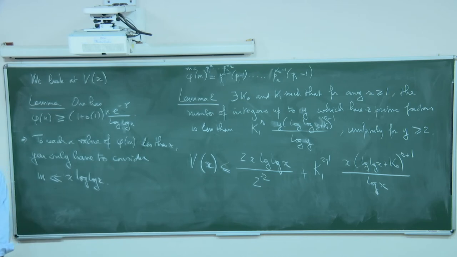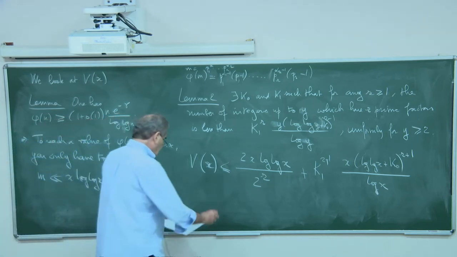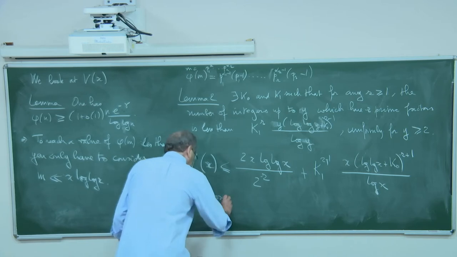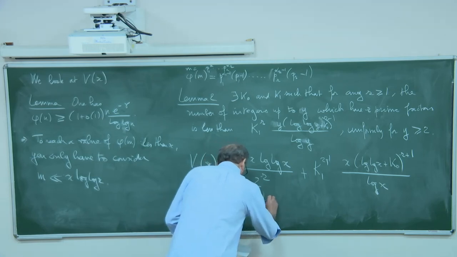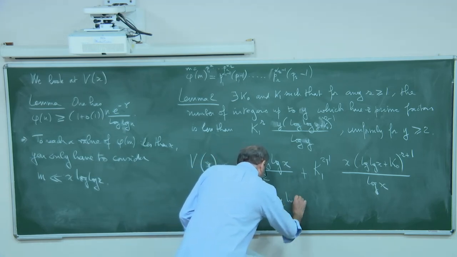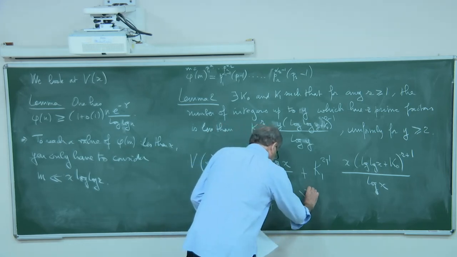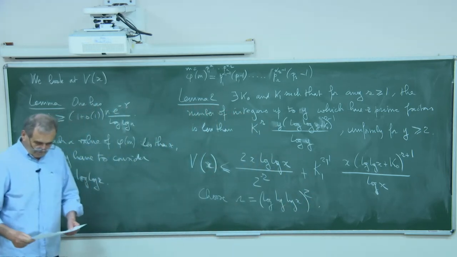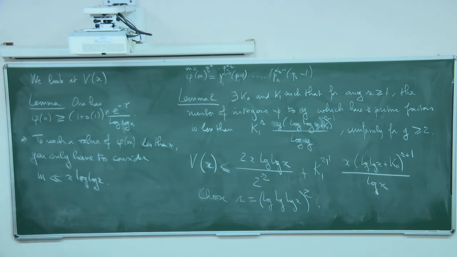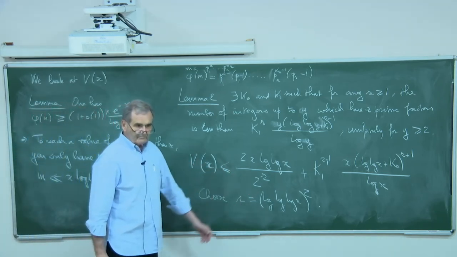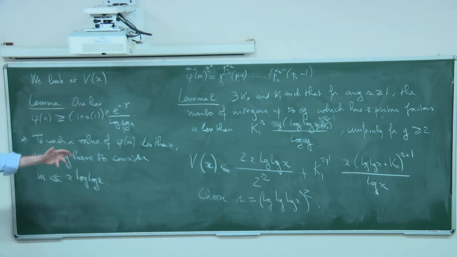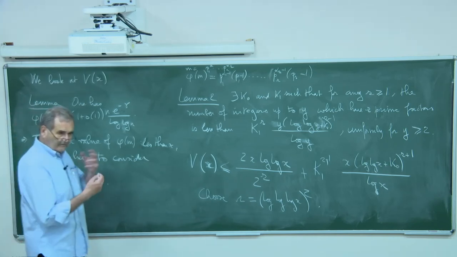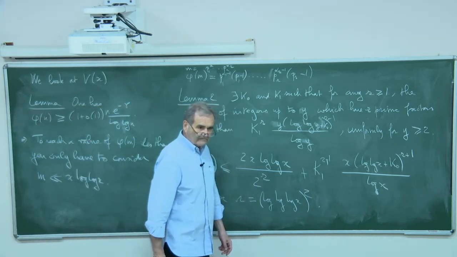Okay? And now what you do is you try to get the best you can do, and so choose. What is nice is that everything is uniform here, and you choose r equal to log log x squared. I let you do the computation, and then you have something which shows you that V of x is little o of x, even something effective a bit more than that. Well, I did a bit better than this, but essentially this is the idea for proving that V of x is equal to zero.